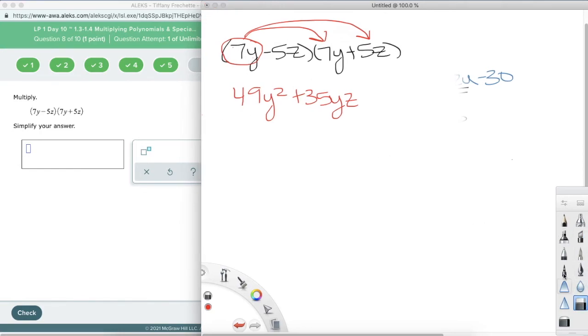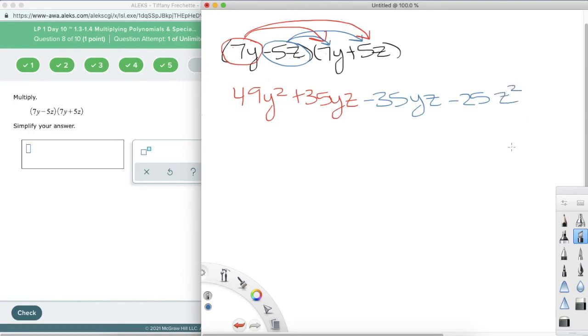Okay, so let's go to blue here. We're going to take this negative 5z, and we're going to multiply it by our first piece here. So negative 5 times 7 gives me negative 35. And then z and y, I'm going to put them in alphabetical order. So always make sure you put these in alphabetical order. It helps match like terms later. And then we have negative 5 times positive 5, so that's negative 25. And then z times z gives us z squared.